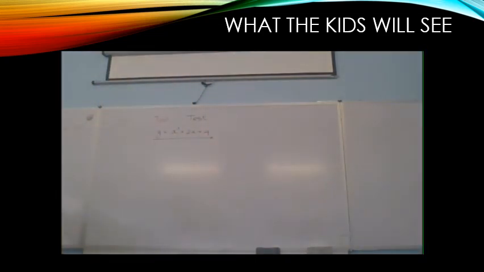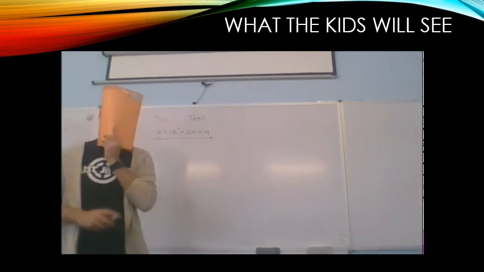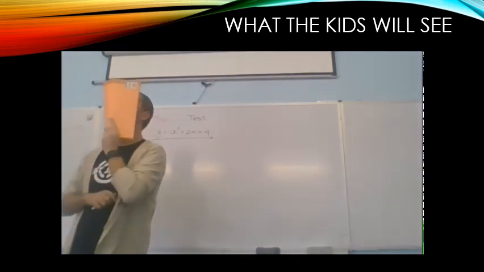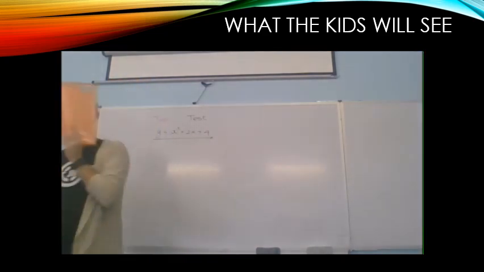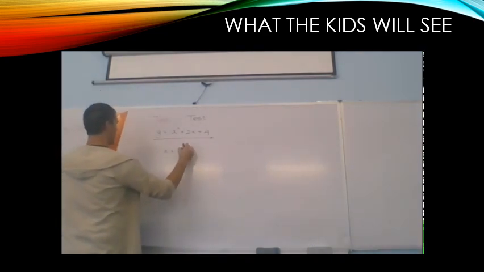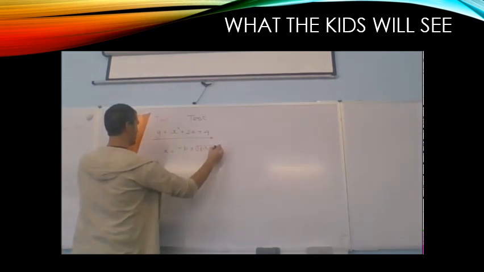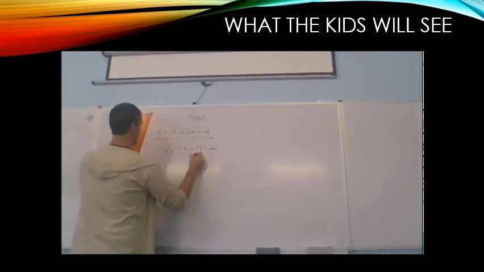And me with a shield. Sorry, I didn't bring my real shield. I'm just going to be using this. Me with a shield saying, hi, this is the quadratic formula, and we know that the quadratic formula should be x is equal to minus b plus or minus the square root of b squared minus 4ac, over 2a.